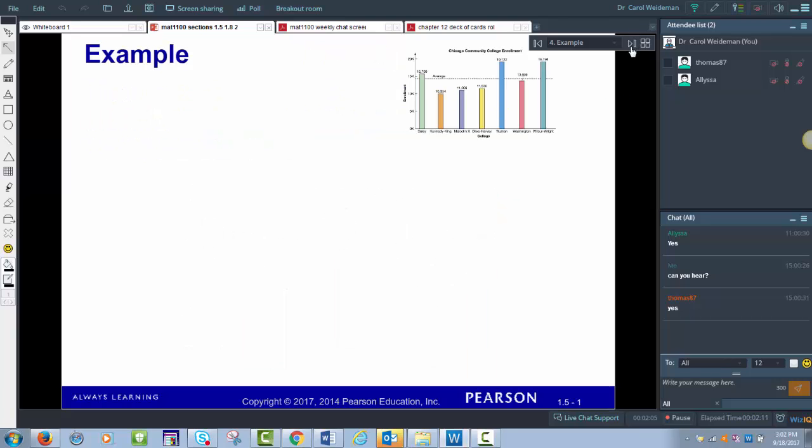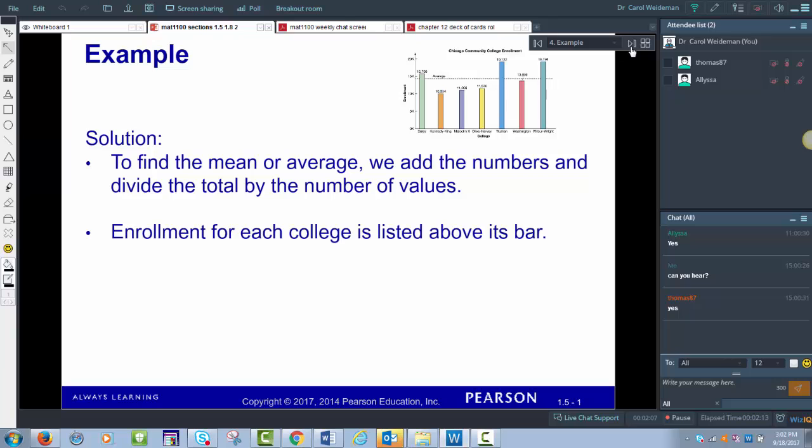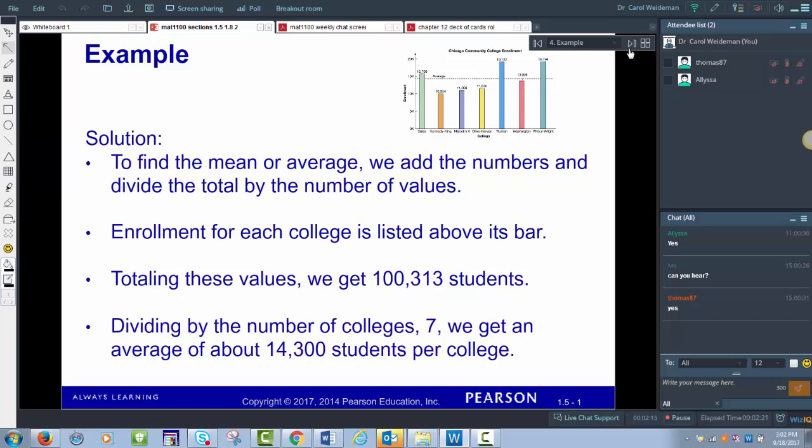And when you do that on that example, you come out with an average. If you get the total is 100,313, and then divide by 7. And so we get an average of about 14,300 students per college.